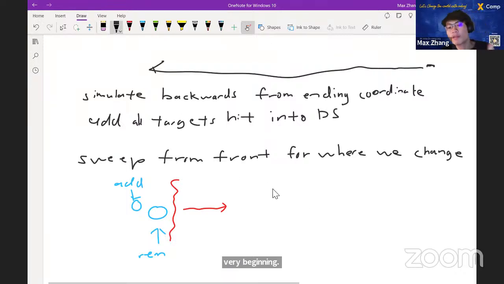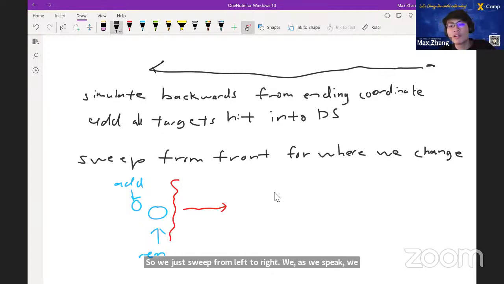So we just sweep from left to right. As we sweep, we add the coordinates based on the start, and we remove the coordinates based on the end. And then we just try all the changes at each position. When we sweep to the points, we also try all the changes.